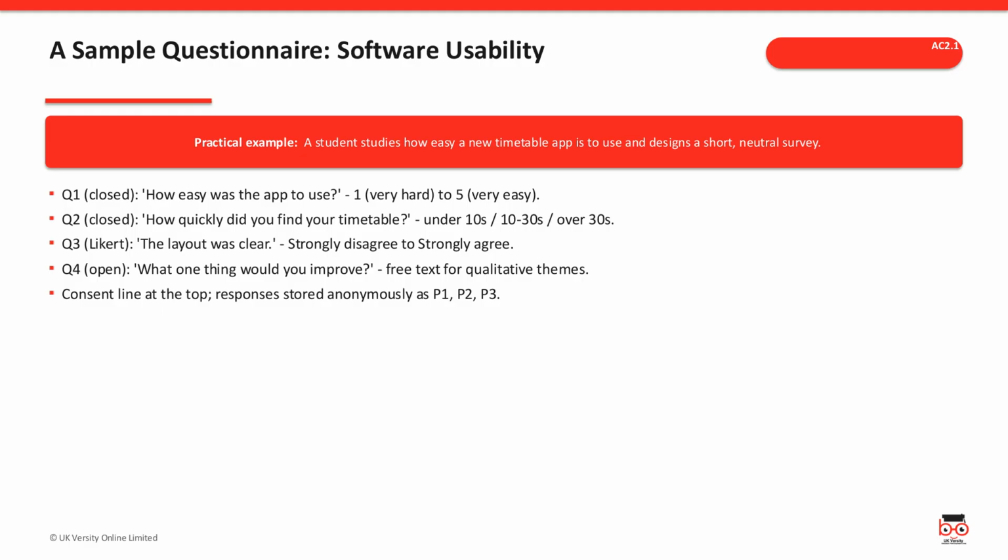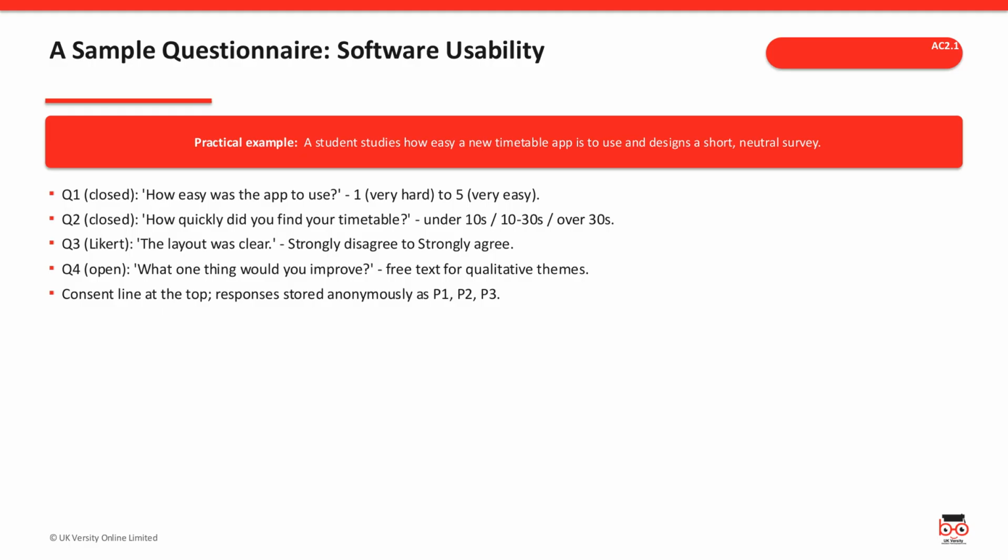Here's what a good short questionnaire looks like, from a student studying how easy a new timetable app is to use. There's a closed question rating ease of use from 1 to 5. Another timing how quickly people found their timetable. A like it item asking whether the layout was clear. And one open question, what one thing would you improve? For qualitative themes, there's a consent line at the top, and responses are stored anonymously as P1, P2, P3. Notice how neutral the wording is.